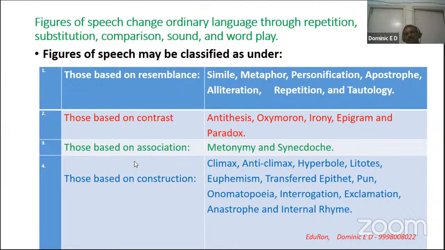On this broad classification, we are going to study them one by one. But how many of these we will be able to complete today is quite doubtful. I don't know whether I'll be able to complete them all today, but I'll try my level best to finish them in a simplified manner.